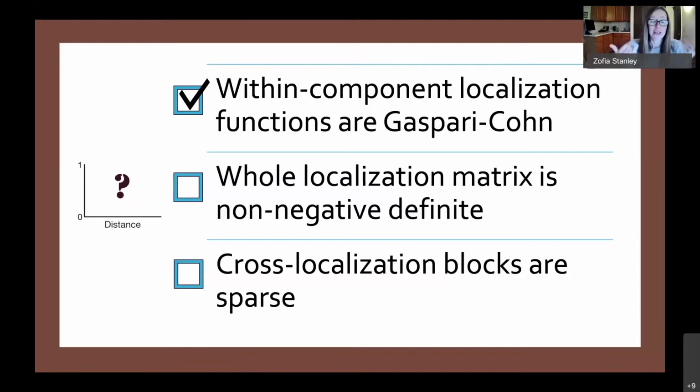The other thing that we want, which is a little less important, is for the cross-localization blocks to be sparse. We know that the diagonal blocks are sparse because the Gaspari-Cohn function is compactly supported. What we're asking is, can we make sure that the function that we're creating for the cross-localization is also compactly supported, so that those blocks are sparse and the entire matrix is sparse, which just aids in computation.